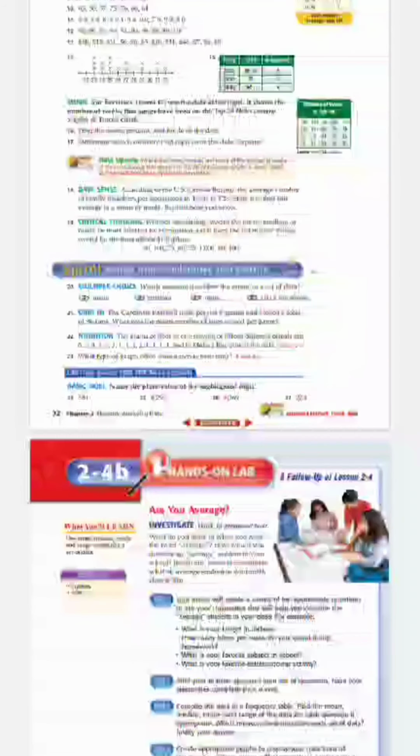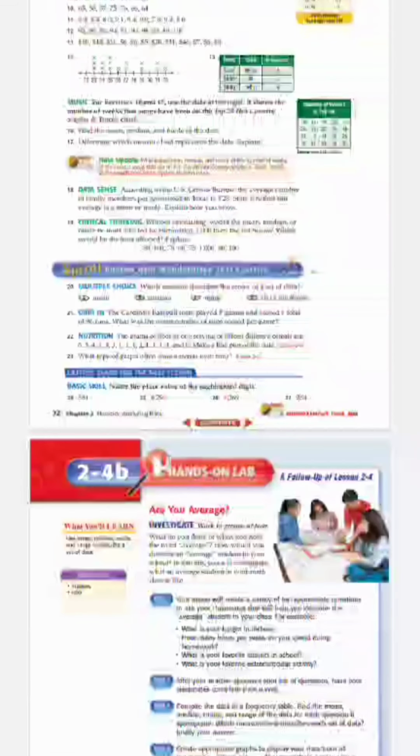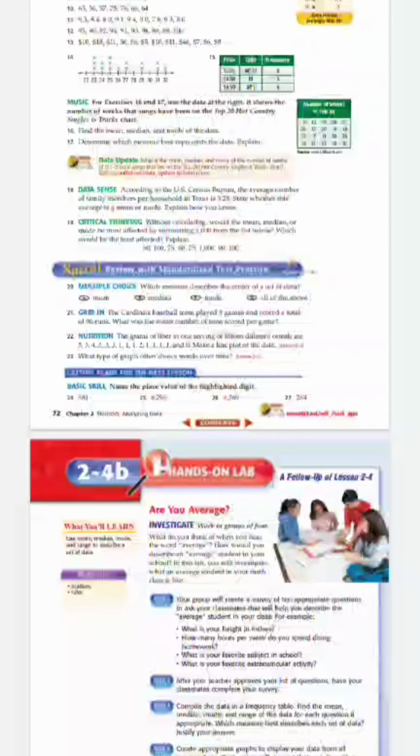18. Data sense. According to the U.S. Census Bureau, the average number of family members per household in Texas is 3.28. State whether this average is a mean, median, or mode. Explain how you know. 19. Critical thinking.